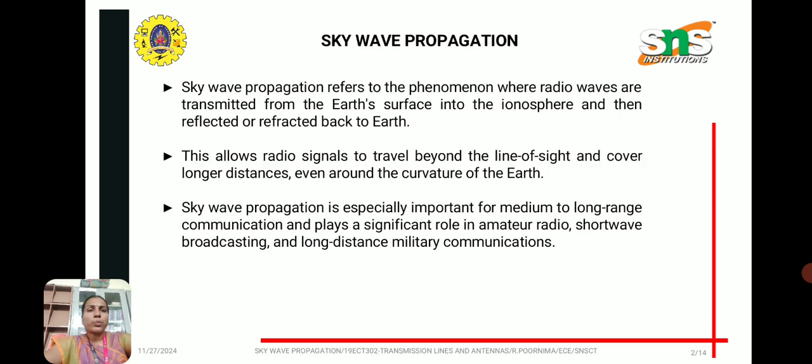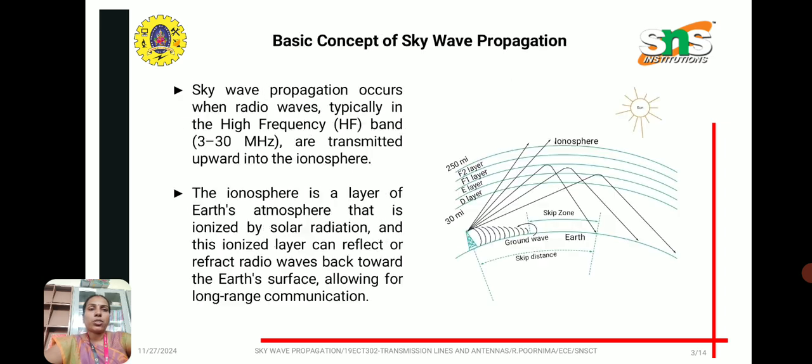So skywave propagation refers to the phenomenon where radio waves are transmitted from Earth's surface into the ionosphere and then reflected or refracted back to the Earth. This allows radio signals to travel beyond the line of sight and cover longer distances, even around the curvature of the Earth. So it is important for medium to long range communication, such as amateur radio, shortwave broadcasting and long distance military communications.